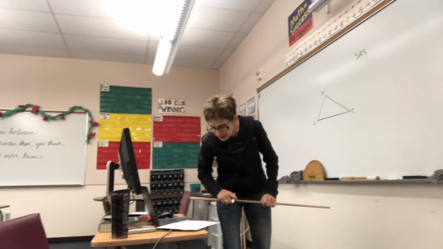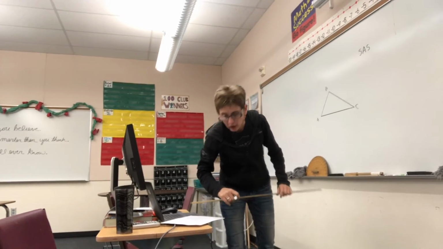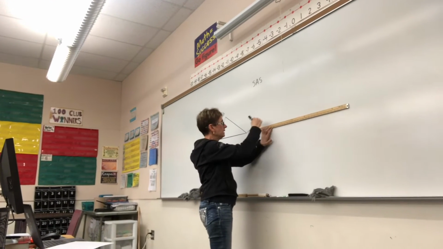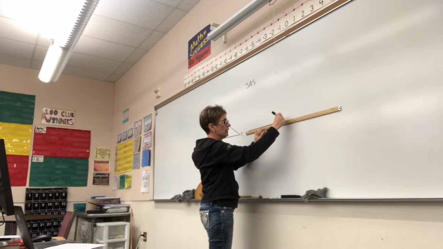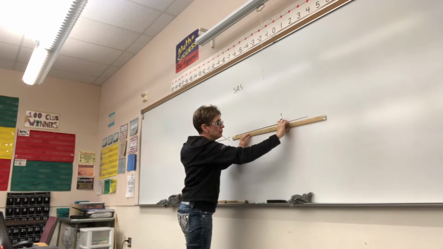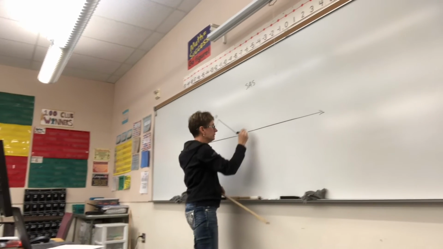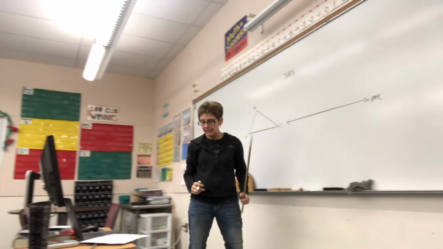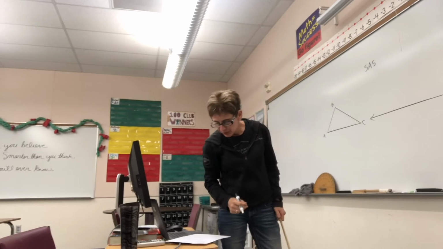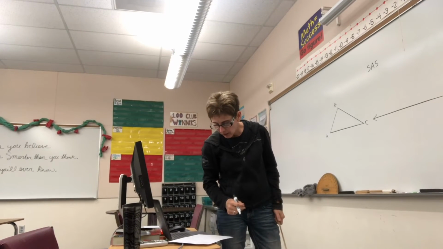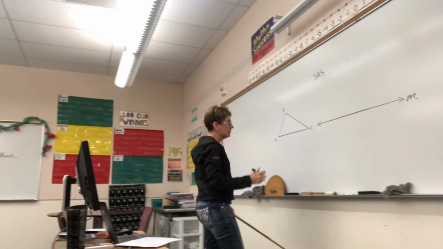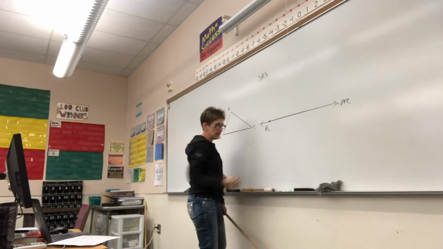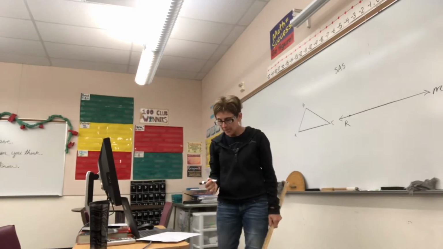So step 1 is using a ruler, draw line M. Now you do want this line to be longer than the base of your original triangle so that you will have enough room to do your construction on. So we're just going to draw a line and label that line M. Step 2 says to draw point R on line M. So we're going to put a dot here or point here and make that be point R.